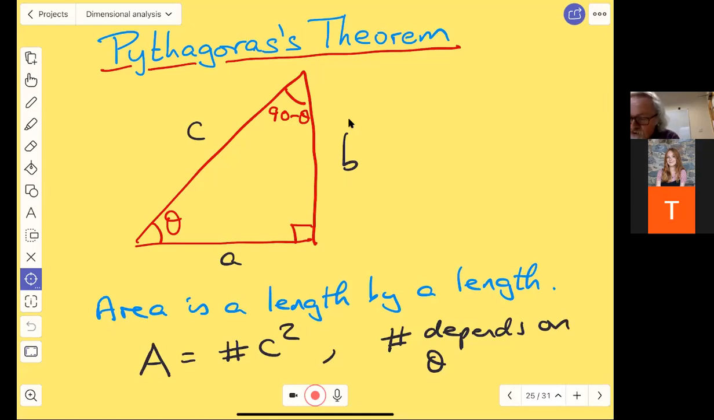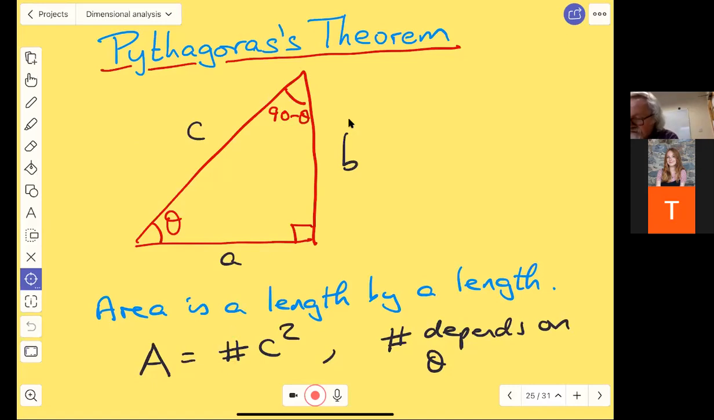So we're going to draw a right angle triangle, sides A, B, and C, which is the hypotenuse. The angles are right angle, theta, and then this is 90 minus theta, so that the angles add up to 180 degrees, or pi. So the area of anything is always going to be a length multiplied by a length. And the length that I'm going to choose to characterize this right angle triangle is its hypotenuse. So I'm going to say the area of the triangle is some number, which will of course depend upon the angle theta. And once you fix theta, this angle changes with it.